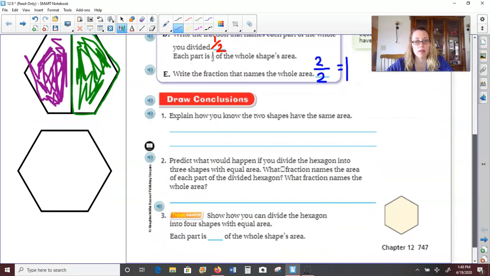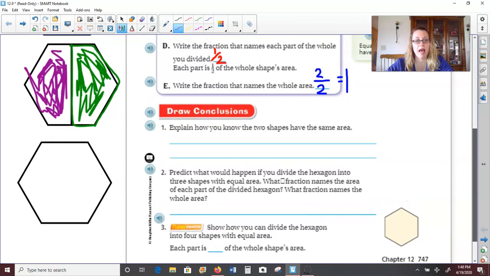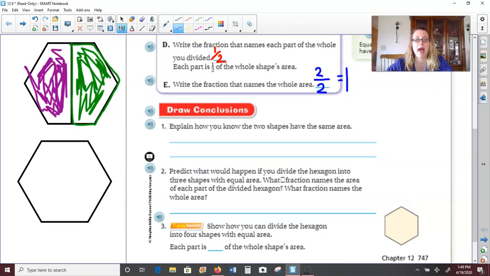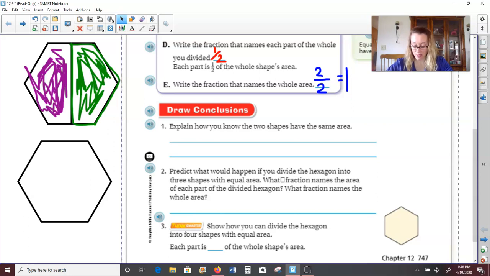Now, number 1 down below wants us to explain how you know the 2 shapes have the same area. So how do we know the purple pentagon and the green pentagon have the same area? And remember, area is the amount of space within the shape. Well, both pentagons are the exact same shape and same size. So that means the area, the amount of space those 2 pentagons take up, would be exactly the same.